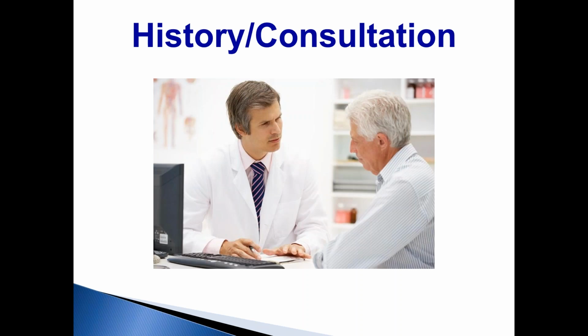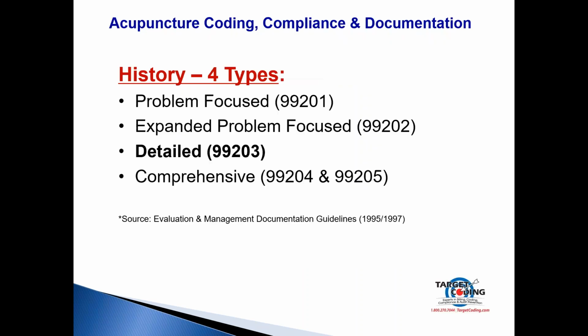So the history, this is where your acupuncturist is chatting with the patient, gathering information. If you're going to be billing for this service, there are 4 levels according to the E&M guidelines. Problem focused is a 99201, expanded 202, detailed 203, comprehensive 204, and 205. So what does this include?